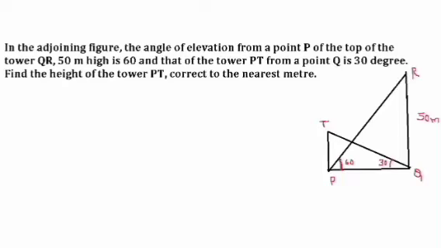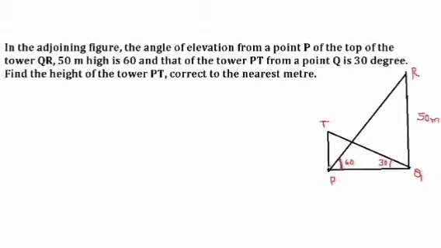Hello students, we have the question here. In the adjoining figure, the angle of elevation from a point P of the top of the tower QR, 50 meters high, is 60 degrees and that of tower PT from a point Q is 30 degrees. Find the height of the tower PT.